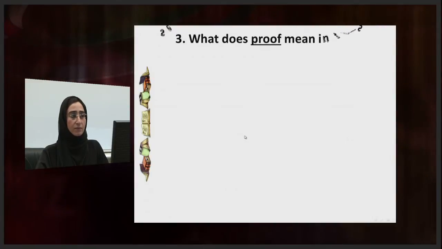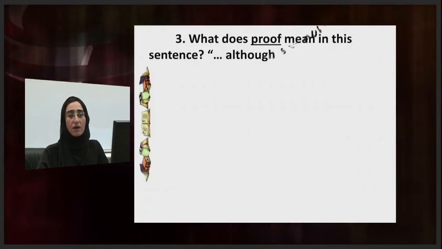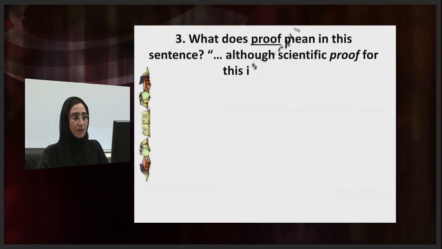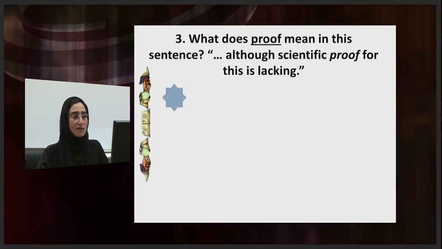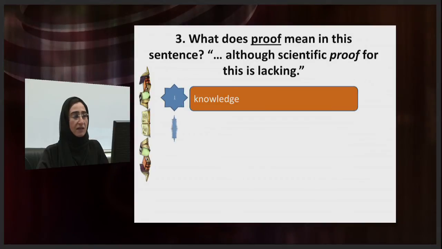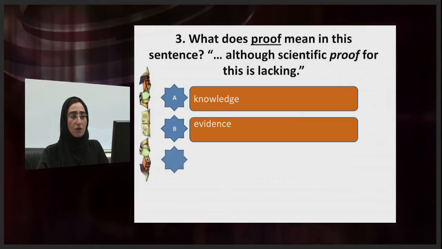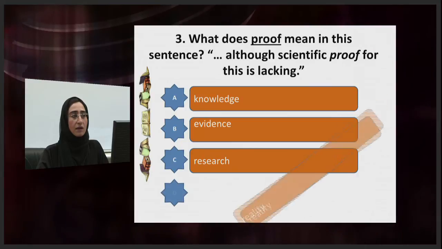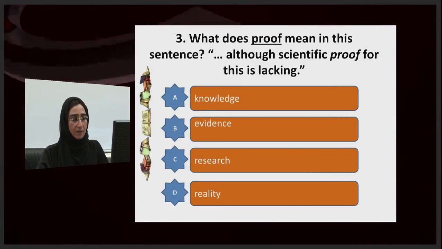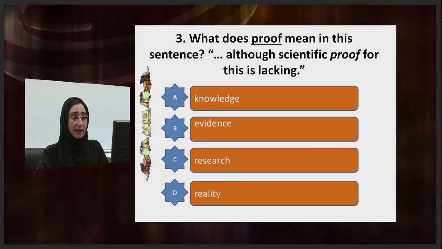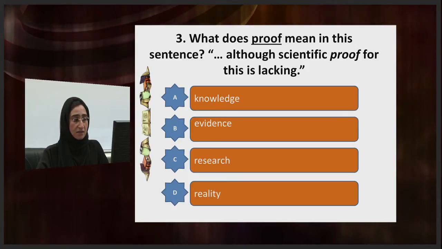Question number 3. Here we are dealing with the vocabulary. The word proof. What does proof mean in the sentence? Although scientific proof for this is lacking. Is it A, knowledge, B, evidence, C, research, or D, reality? So we need to do the procedure that I showed you before, the technique that I told you before.